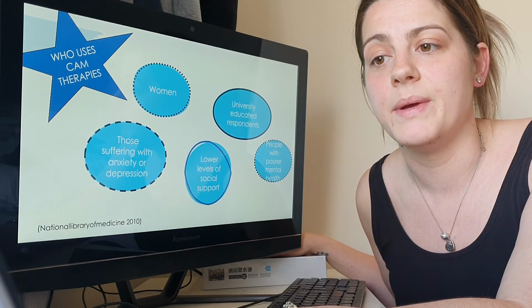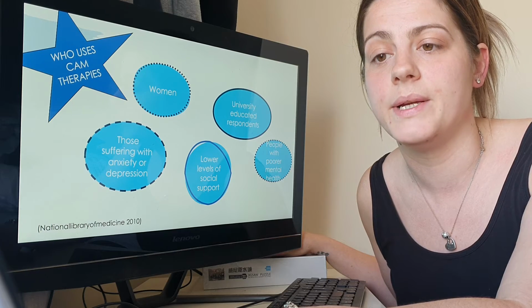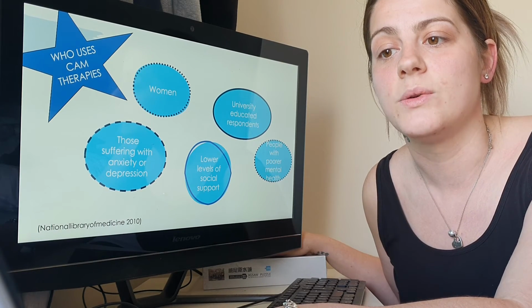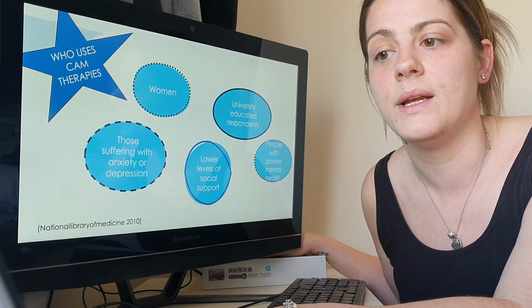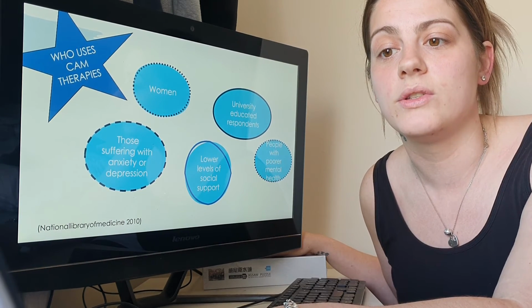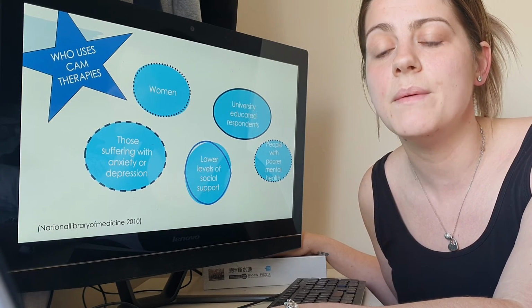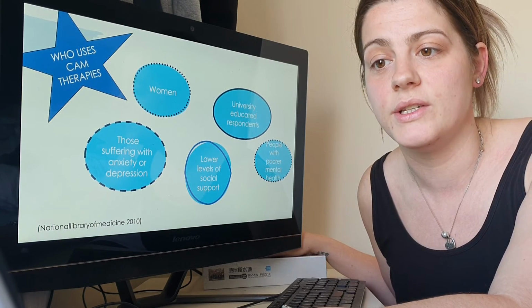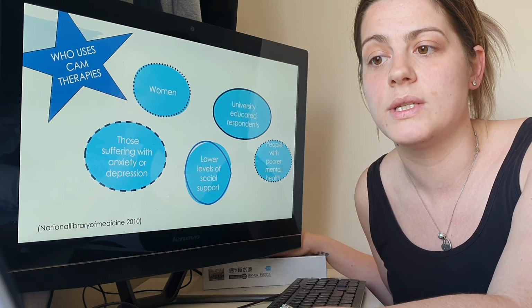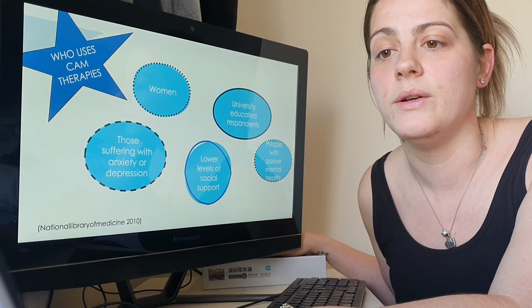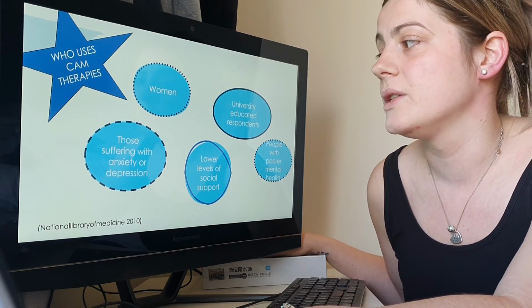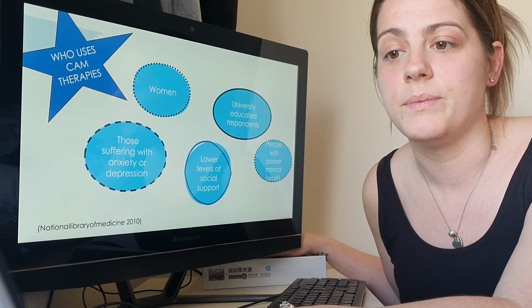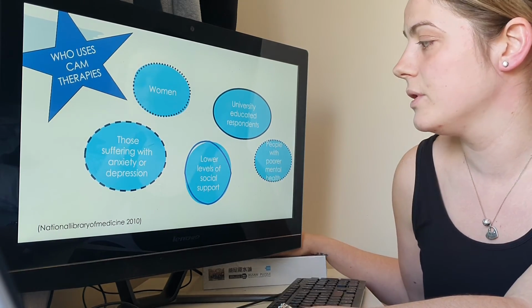A study from the National Library of Medicine in 2010 shows the types of people that use CAM therapies. The data from 7,630 respondents shows the lifetime and 12-month prevalence of CAM use was 44%, with 12.1% having consulted a practitioner in the preceding 12 months. Massage, aromatherapy, and acupuncture were the most commonly used therapies. 29% of the respondents taking prescription drugs had used CAM in the last 12 months. Users include women, university-educated respondents, those suffering with anxiety or depression, people with poorer mental health and lower levels of perceived social support, and people consuming more than 5 portions of fruit and veg a day.